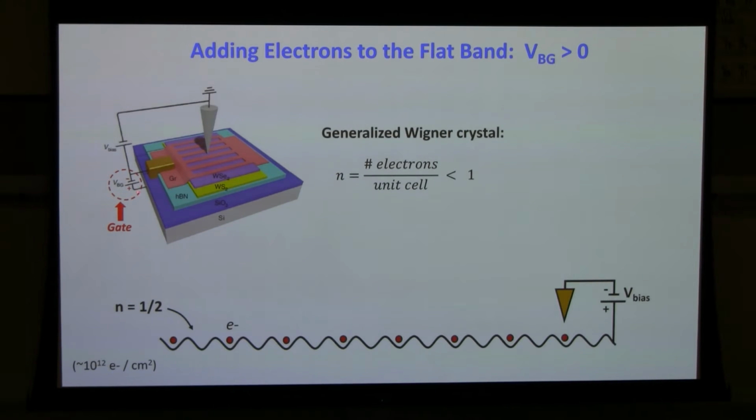So here we turned on this gate voltage down here, and we doped some electrons into our hetero-bilayer, and we chose to dope n equals 1/2, meaning 1 electron for every 2 moire lattice sites. So we expect the pattern of electrons to look something like this little cartoon. That's about 10 to the 12th electrons per square centimeter. And then we took a picture of it with our STM, and what we saw was nothing.